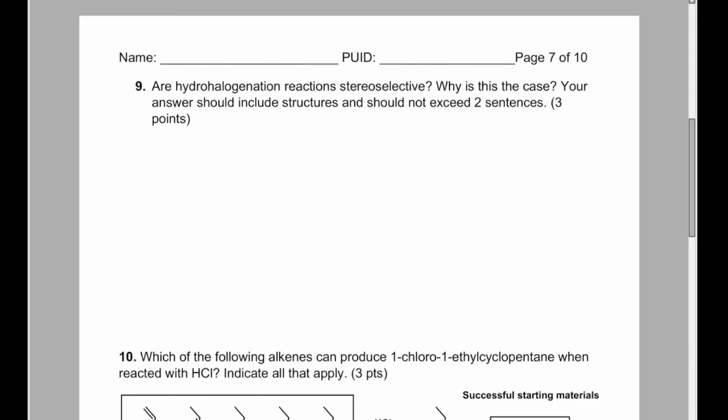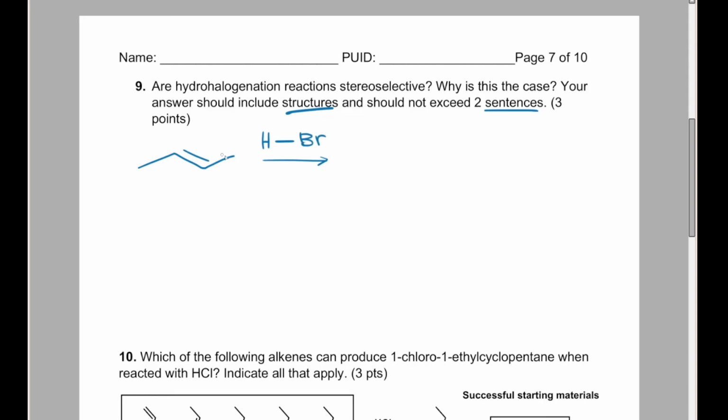9. Are hydrohalogenation reactions stereoselective? Why is this the case? Your answer should include structures and should not exceed 2 sentences. So for this, since we're asked to provide both structures and sentences, we can just choose whichever alkene we want. To keep it simple, I'm just gonna draw in this molecule, and we're gonna react it with hydrogen bonded to bromine.